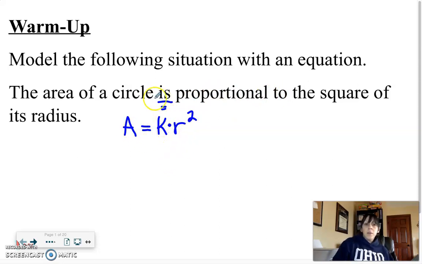So this would be an equation that models this sentence, but of course we already know from middle school math that the value of k is some constant, but specifically that the value of k is pi, right? Because we already know from middle school math that the area of a circle is pi r squared. So that would be how you write this as an equation.